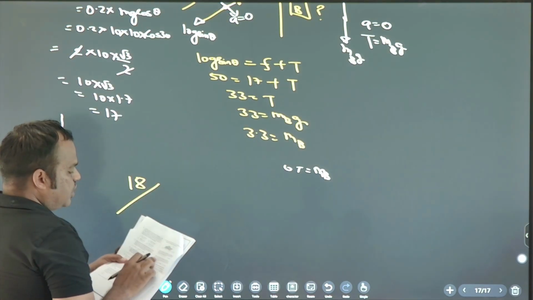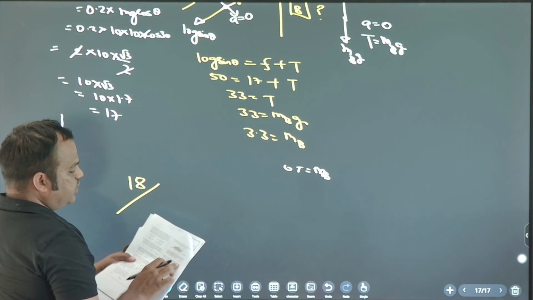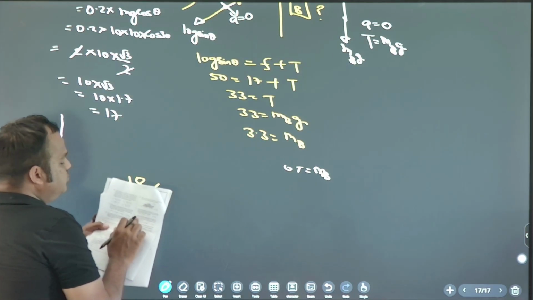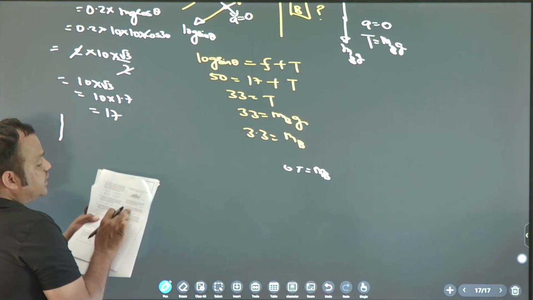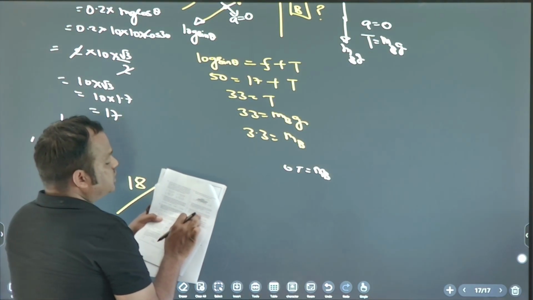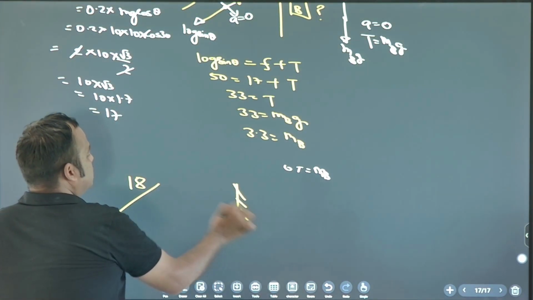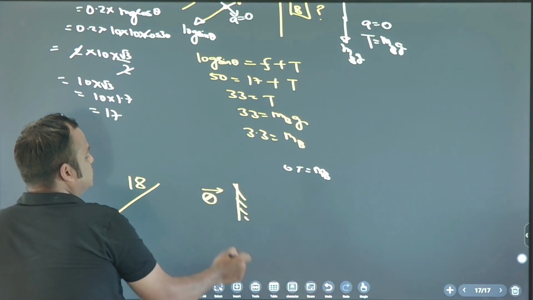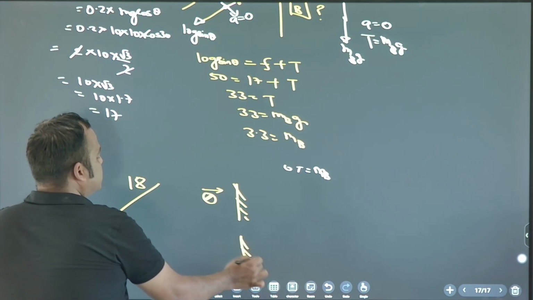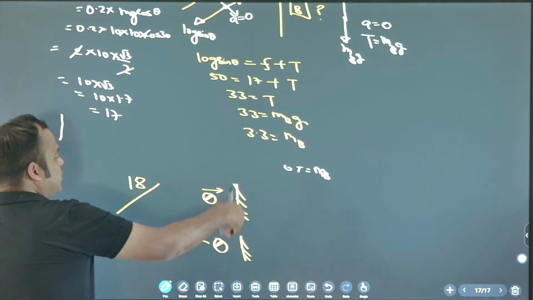Okay, 18. A ball of mass 10 gram moving perpendicular to the plane of a wall strikes it and rebounds in the same line with the same velocity. Suppose this is the wall. So the ball is going to the right side. After rebound, the ball is going to the left side. The wall is vertical.